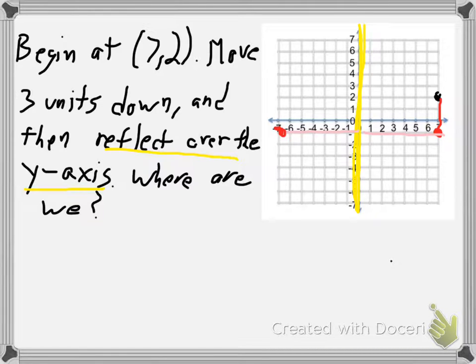Right there. So now, where are we? Well, I'm at -7, comma, and I'm at -1 on my y-axis. So I'm at -7, -1.